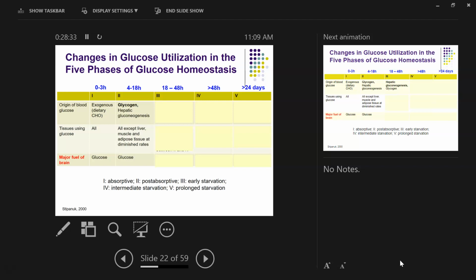Glycogen is depleted, so we don't have glycogen anymore. So we have to make glucose. So gluconeogenesis then becomes more important, right? And what about tissues? Utilization of glucose, all tissues or limited tissues? Right, similar, right? Liver, muscle, adipose tissue continue to reduce the utilization of glucose, right?